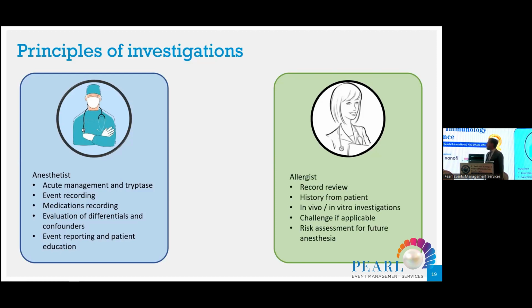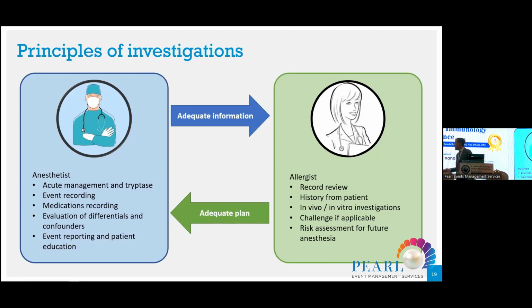From the allergist, what's our point of view? We need to review the record. And so we need to have access to the record. We need to review the history of the patient that maybe was not looked into in detail. We need to select in vivo and in vitro investigation, plan a challenge if that's applicable, and then give at the end a risk assessment for future anesthesia. So from one side, we need to have adequate information, and on the other hand, we need to provide an adequate plan.